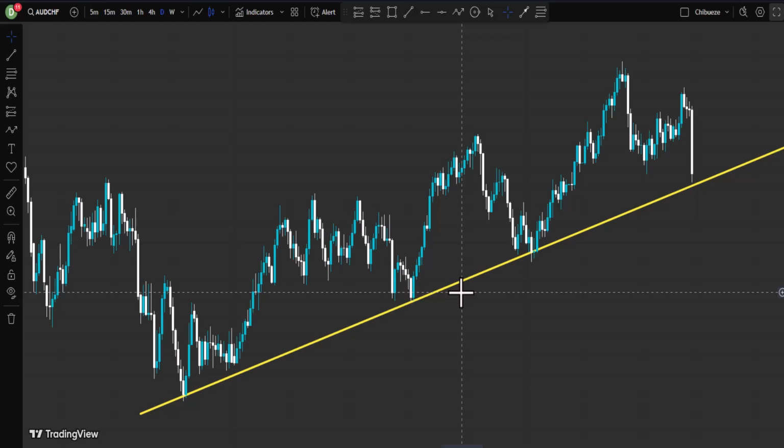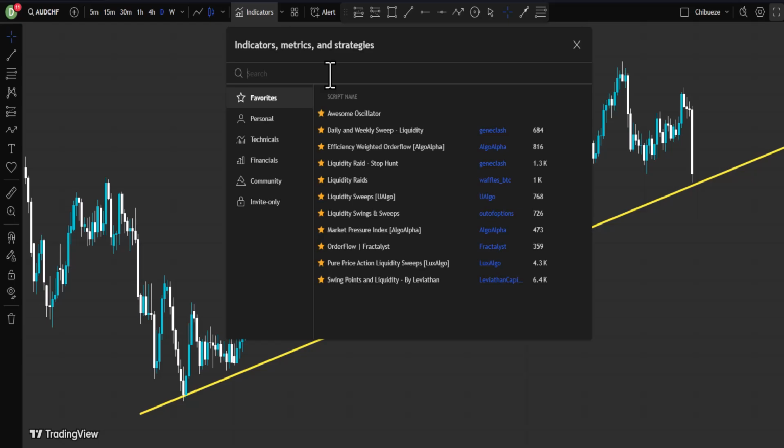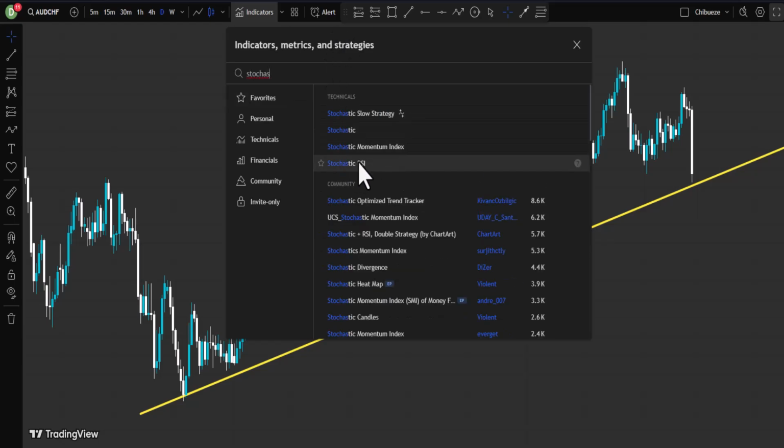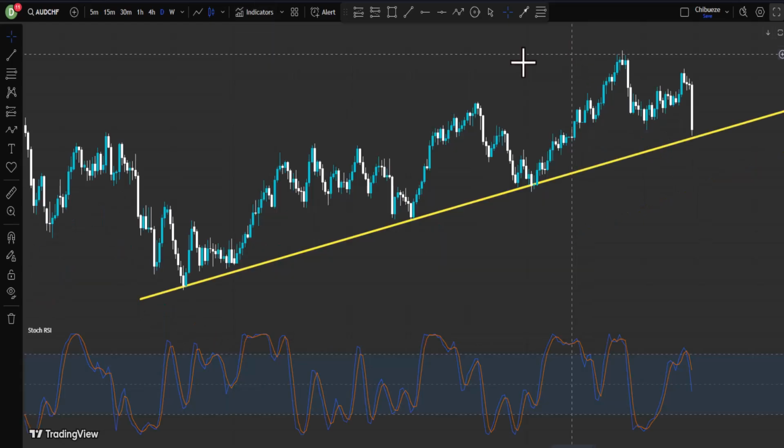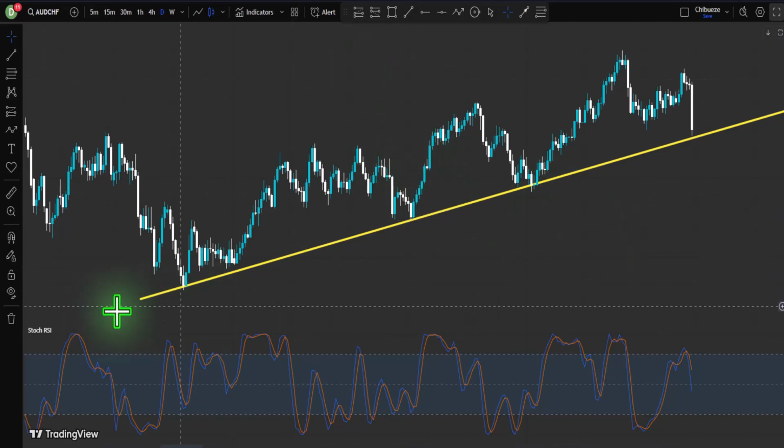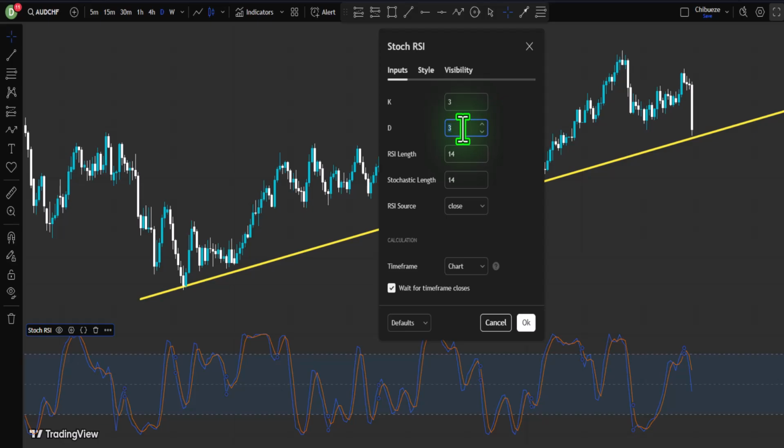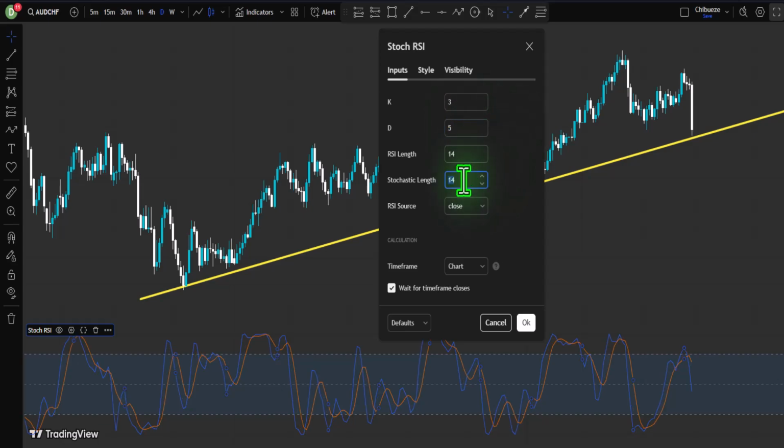To apply this indicator, go to the indicators section on your charting platform and type in the stochastic RSI, and then click on this one to add it to your chart. And just like that, we're all set. Now that we've added the stochastic RSI to our chart, let's tweak the settings for better accuracy. Go to the indicator settings and enter these custom values. This fine-tunes the signals, helping us avoid false entries and catch better trade setups.